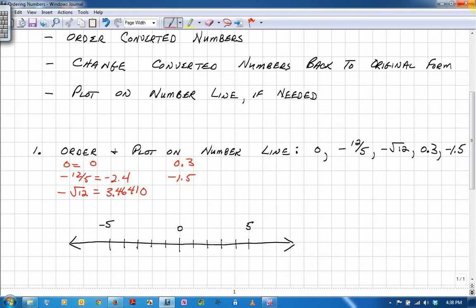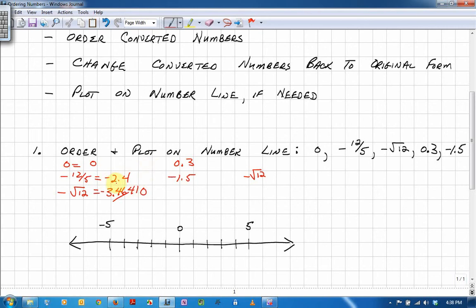So if I wanted to order those from least to greatest, I'm going to find the most negative one. Actually, this negative square root of 12, that's a negative number, so we can see that's the most negative number. So the negative square root of 12 would be the smallest number. Then I would move to the second one, and let me cross this one off so we can keep track of what we're doing.